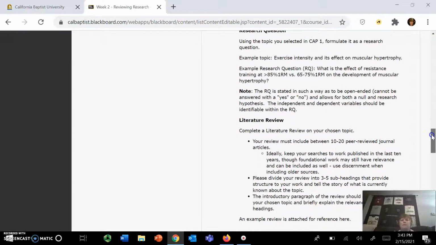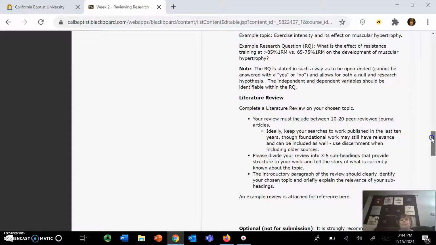Okay, so you might want to make note that the research question is stated in a way that can be open-ended. It allows both for what we would call the null hypothesis and the research hypothesis. And again, you should be able to identify the independent and dependent variables within your research question.